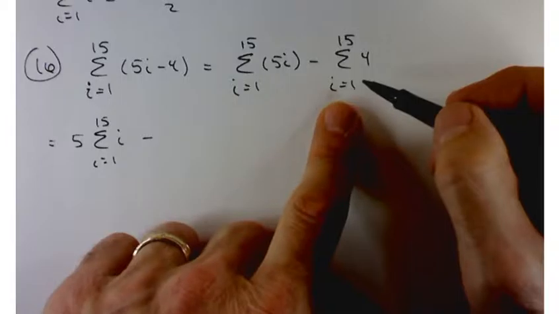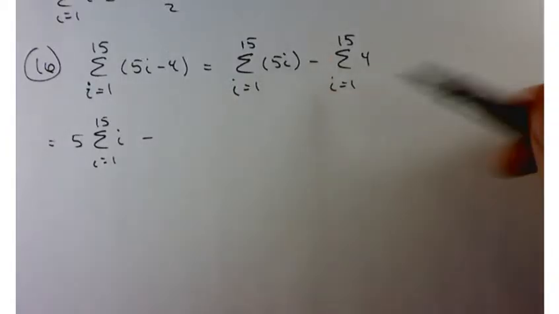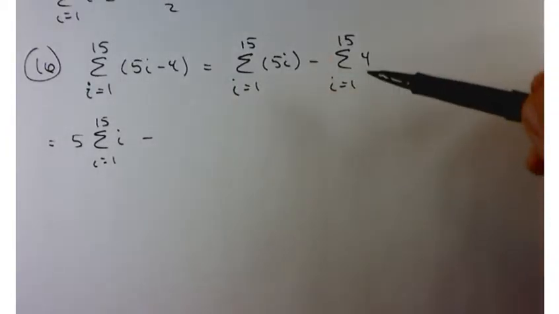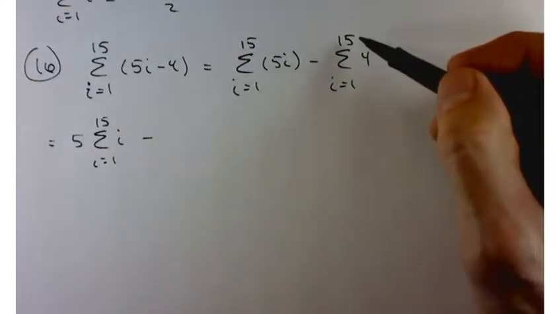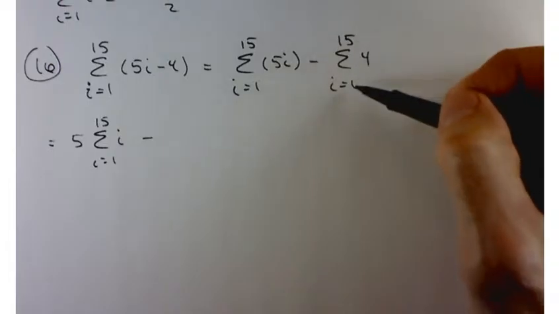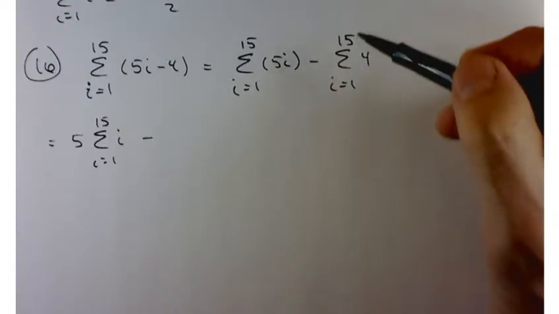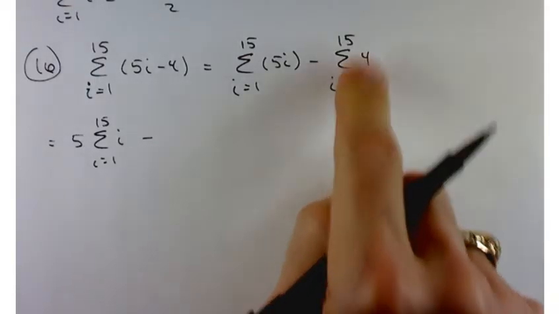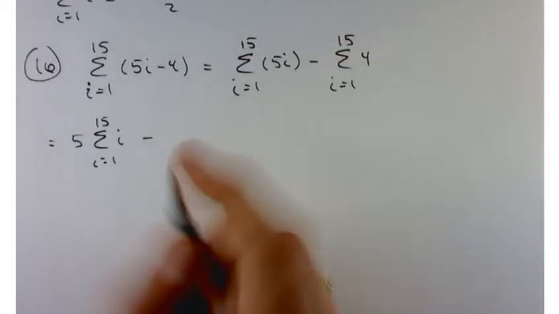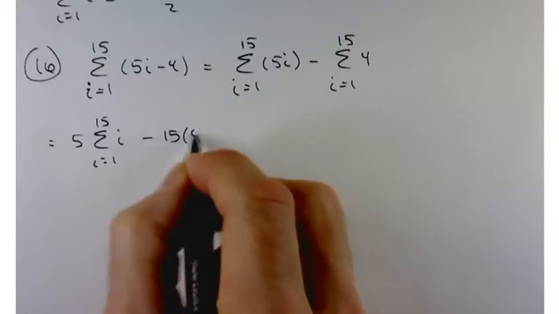Now here, this is just a constant, right? So it's 15 times 4. Now if you're being careful, say, all right, well that's 15 minus 1 is 14, but plus 1 back is 15. So we're okay. As long as this summation starts at 1, it's just going to be the upper limit times this. So 15 times 4 is 60.